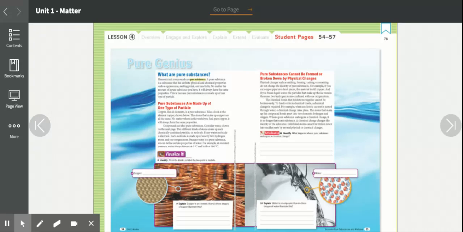Page 55. Pure substances cannot be formed or broken down by physical changes. Physical changes such as melting, freezing, cutting, or smashing do not change the identity of pure substances. For example, if you cut copper wire into short pieces, the material is still copper. And if you freeze liquid water, the particles that make up ice remain the same: two hydrogen atoms combined with one oxygen atom. The chemical bonds that hold atoms together cannot be broken easily.